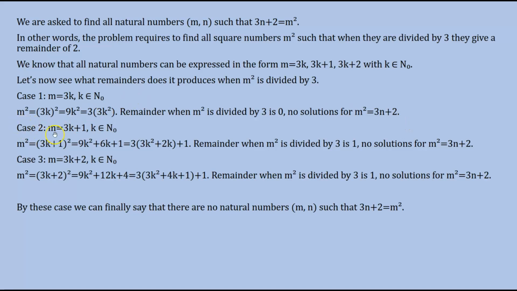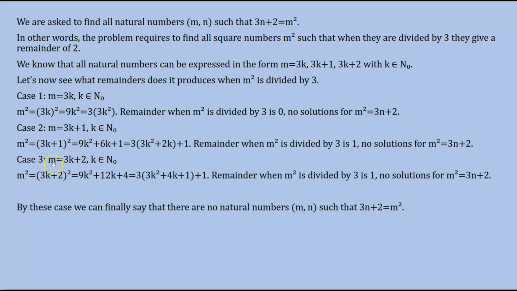In case number 2, where m is equal to 3k plus 1, we will have that m squared is equal to (3k plus 1) all squared, which is 9k squared plus 6k plus 1. We factorize 3 out of these first two terms, and we have 3 times (3k squared plus 2k) plus 1. This means that when m squared, which is of this form right now, is divided by 3, the remainder is equal to 1. So even in this case, when m is of the form 3k plus 1, there are no solutions for the equation m squared is equal to 3n plus 2.